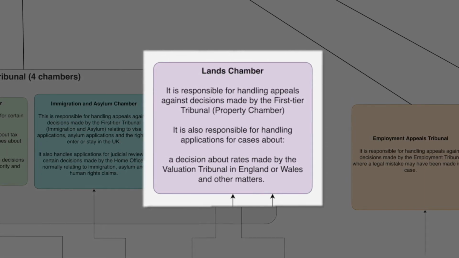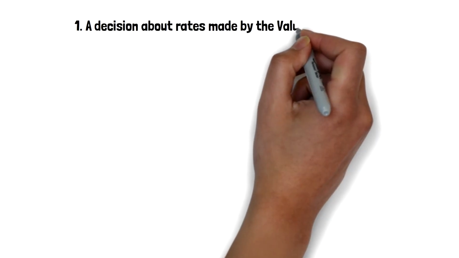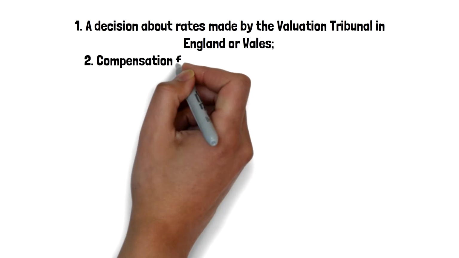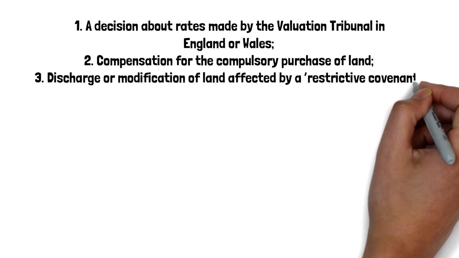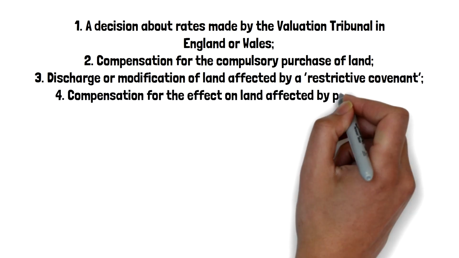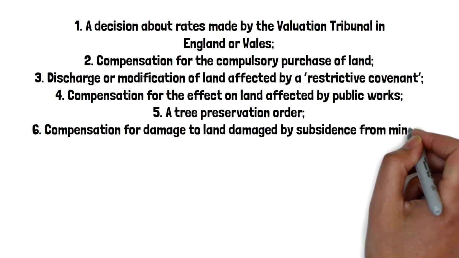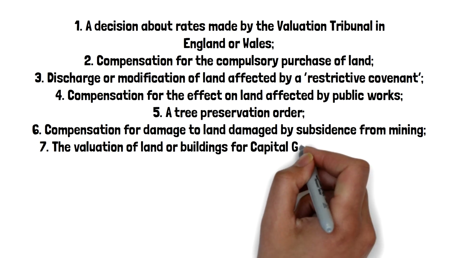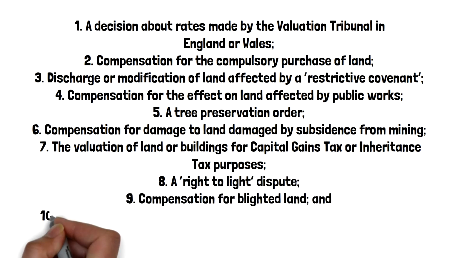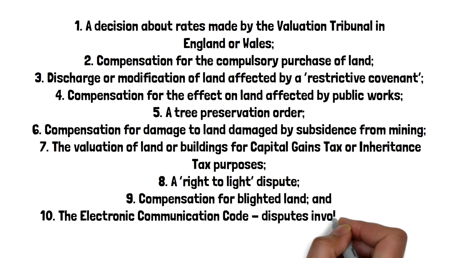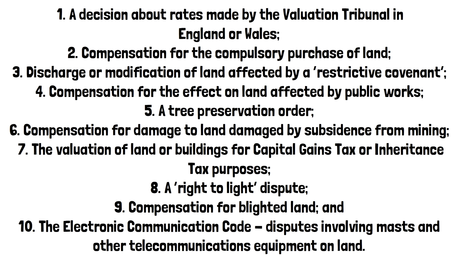The Upper Tribunal Lands Chamber is responsible for handling appeals against decisions made by the First-tier Tribunal Property Chamber. It also is responsible for handling applications for cases about a decision about rates, for example, made by the Valuation Tribunal in England or Wales, compensation for compulsory purchase of land, discharge or modification of land affected by a restrictive covenant, compensation for the effect on land affected by public works, a tree preservation order, compensation for damage to land damaged by subsidence from mining, the valuation of land or buildings for capital gains tax or inheritance tax purposes, a right to light dispute, compensation for blighted land, and the Electronic Communication Code, disputes involving masts and other telecommunications equipment on land. So again, quite a diverse range of issues that it handles.